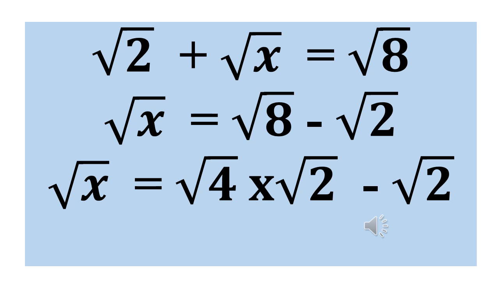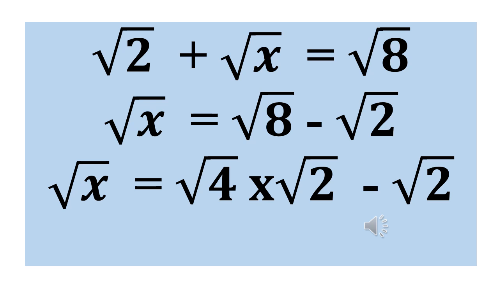So to solve this question, we are going to first collect the like terms. That is, we have square root of x equals square root of 8 minus square root of 2. How did we arrive at that? Since we have plus square root of 2 there, we want to move it to the other side, or we use the additive inverse by subtracting square root of 2 from both sides.